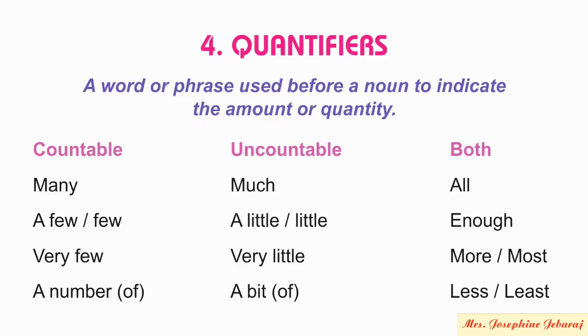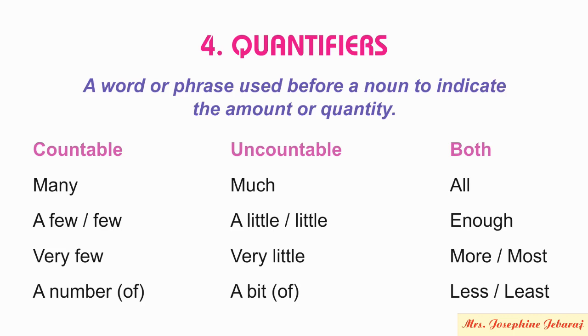We now go with the fourth one, quantifiers. What is a quantifier? It's a word or phrase which is used before a noun to indicate the amount or quantity. Quantifiers can be used with countable and uncountable nouns, but there are some which can be used with both countable and uncountable nouns. Let's read them now.